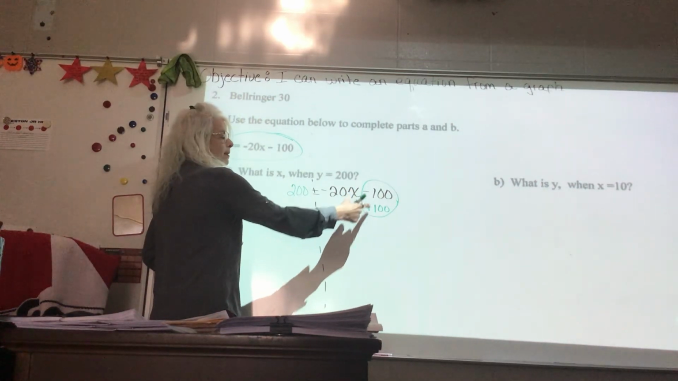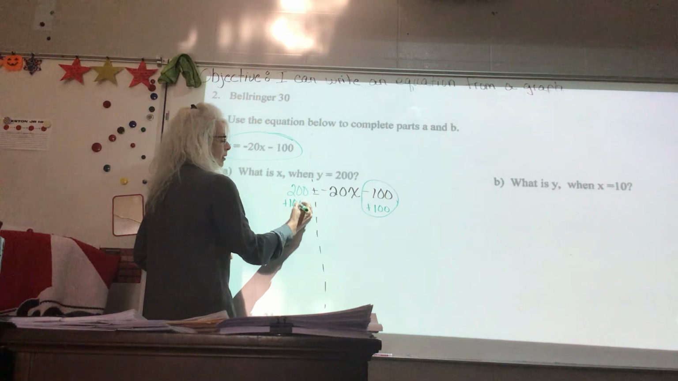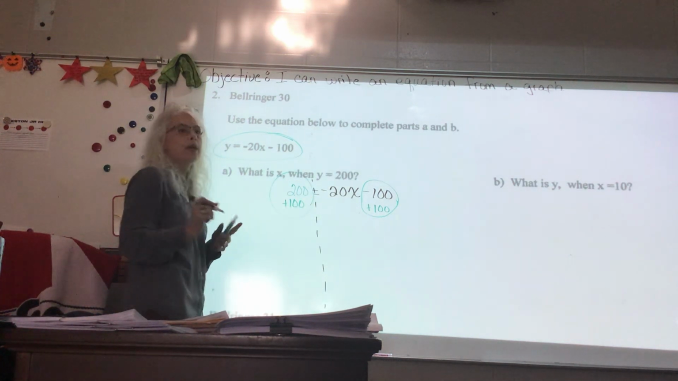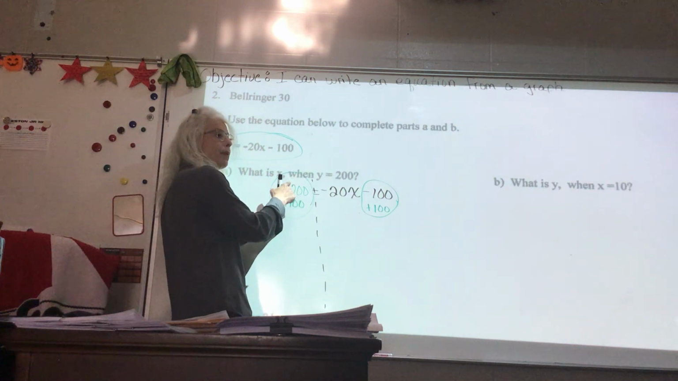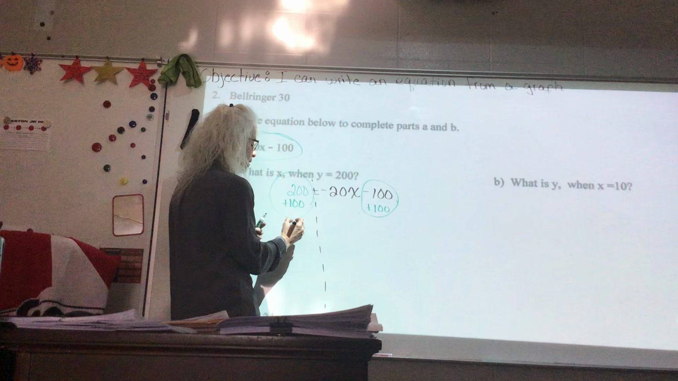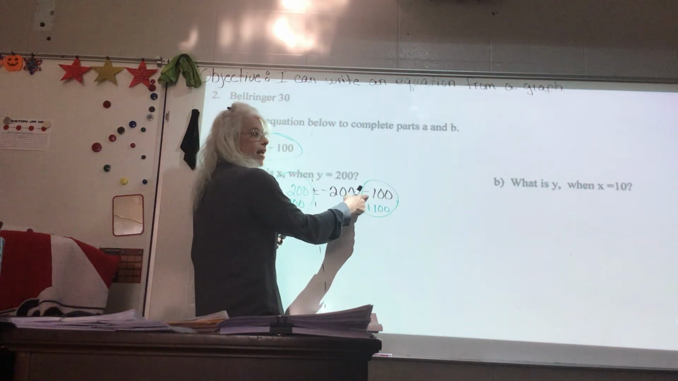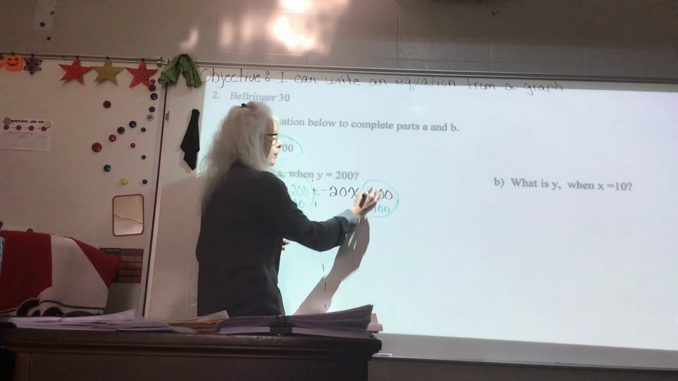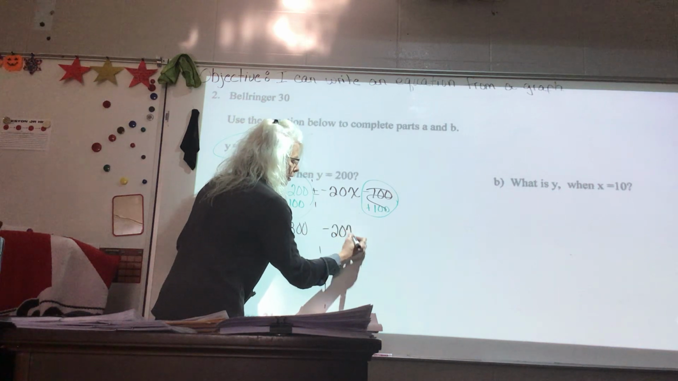Since these are opposites, I'm going to match this up on the left side with its like term. Circle my like term. What am I going to do to my like terms? Combine them. So if I combine positive 200 and positive 100, I get 300. If I combine negative 100 with positive 100, I get 0. So I'm just going to bring down that negative 20x.